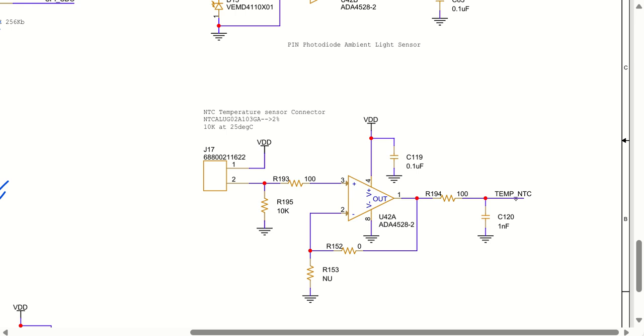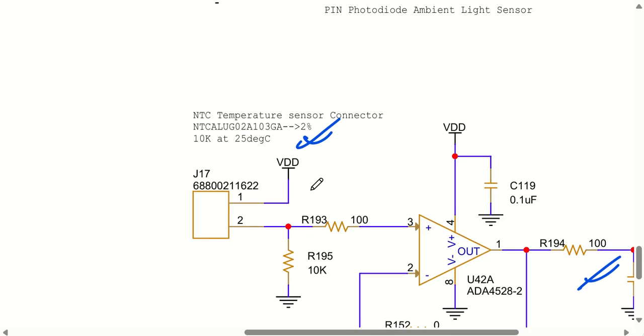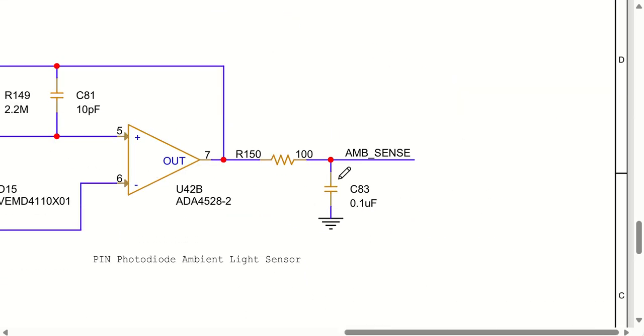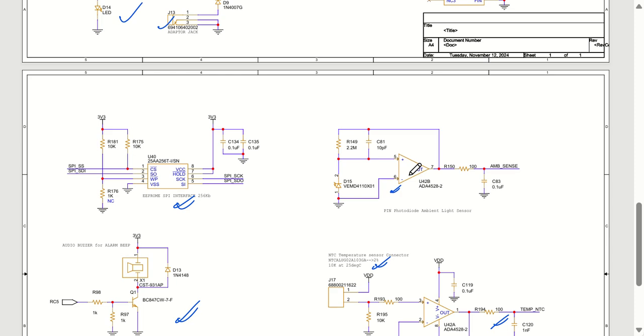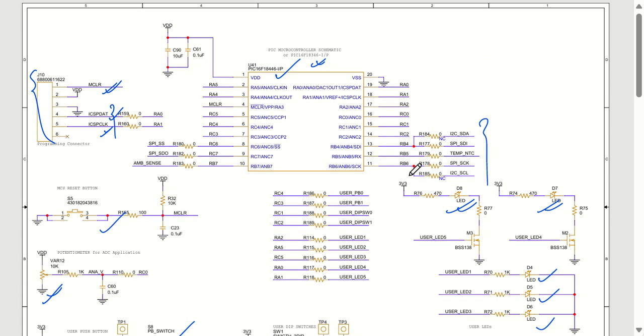Then we have one temperature sensor using an NTC. The NTC part number is this. As you can see, we have the NTC. And then we have one ambient sensor, so the ambient sensor also can be used for this particular purpose. So this is all that we are going to see about the circuit.